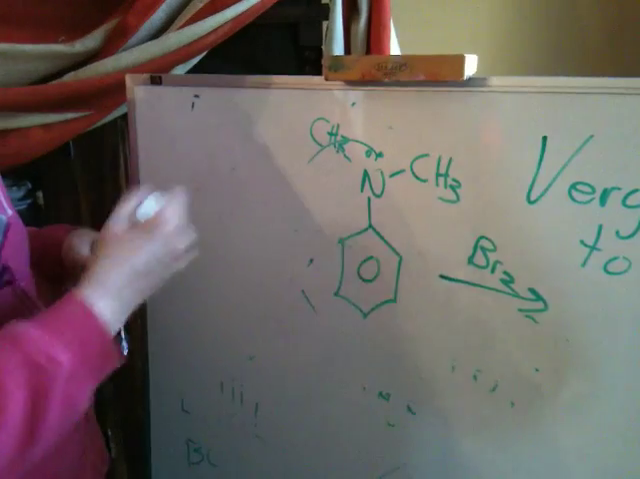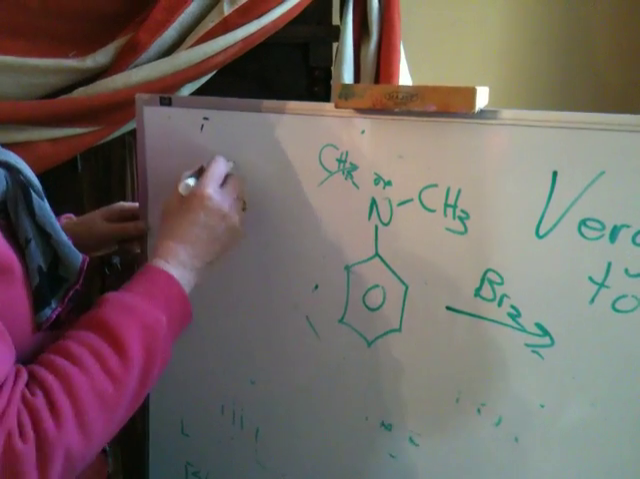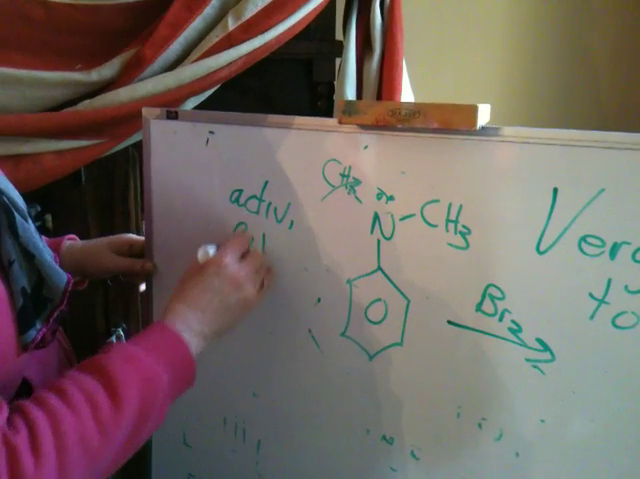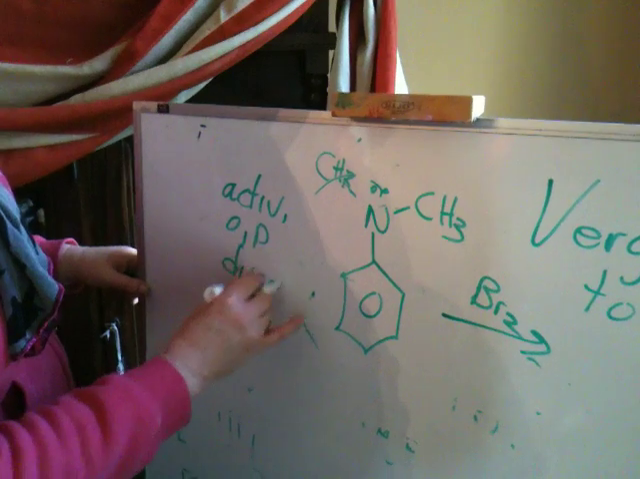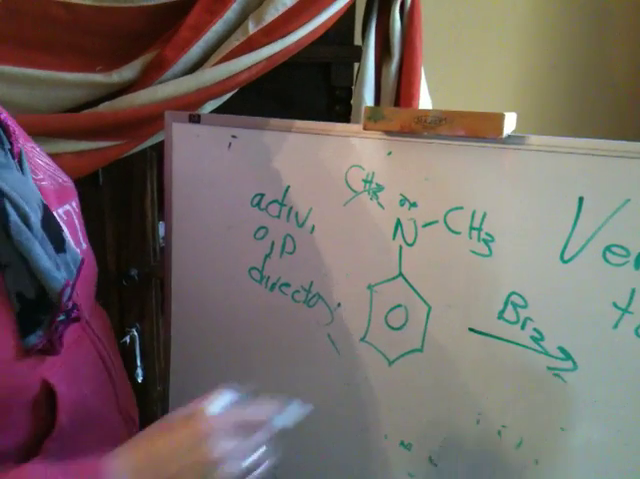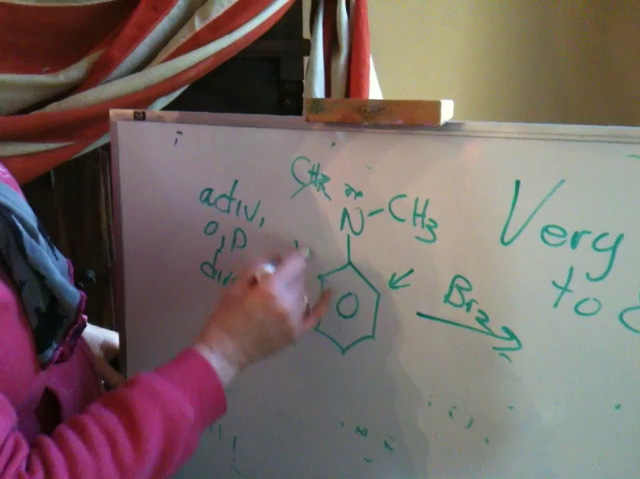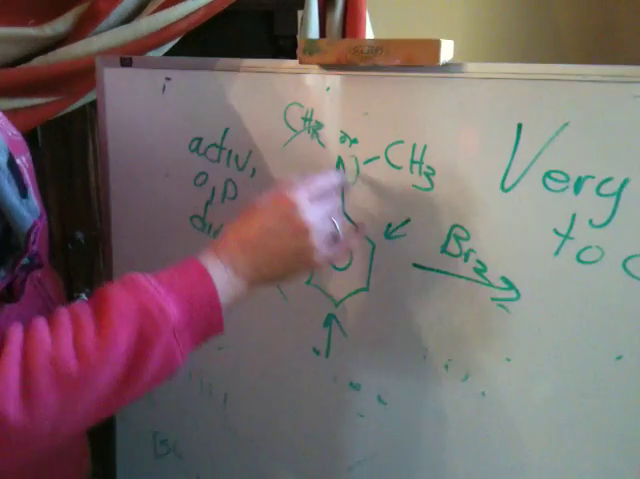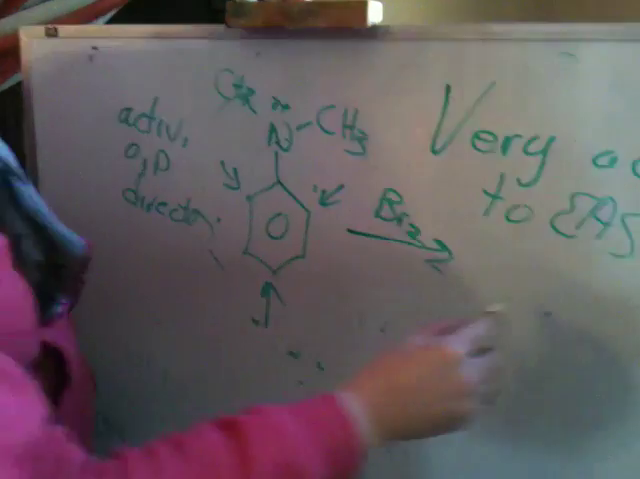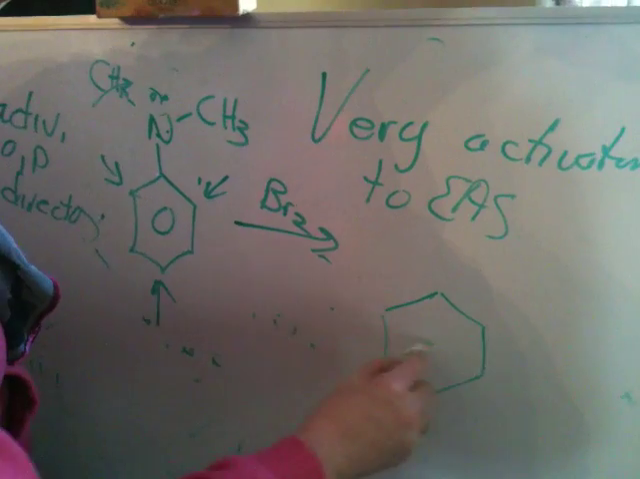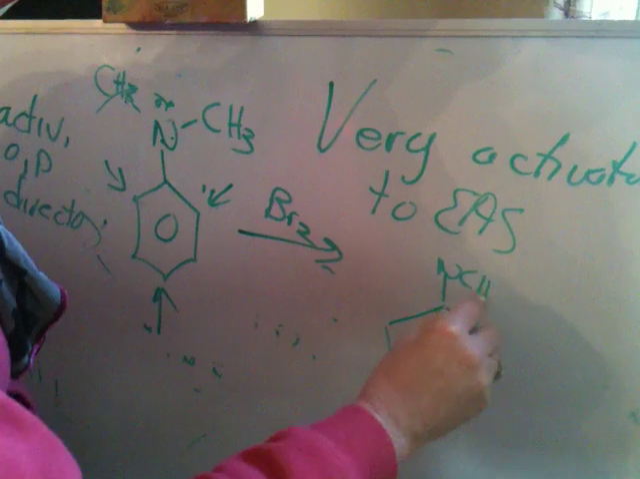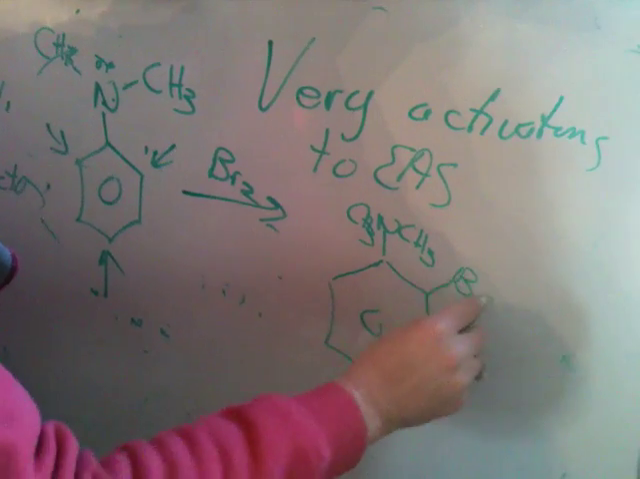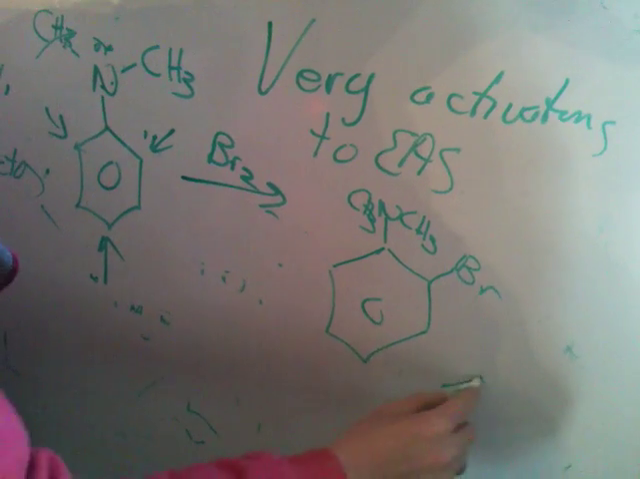And think about this group. Now, what is this group? This is an activator, OP director. We know everything with a lone pair is OP director. So that means it's going to direct the group in here, here, and here. We tend to get more para substitution because there's a little bit of a steric problem at the ortho position. But we'd actually get two products here, no doubt. We would get some. So your syntheses are not necessarily going to be 100%. You would get some of this, and you'd get some of the para.